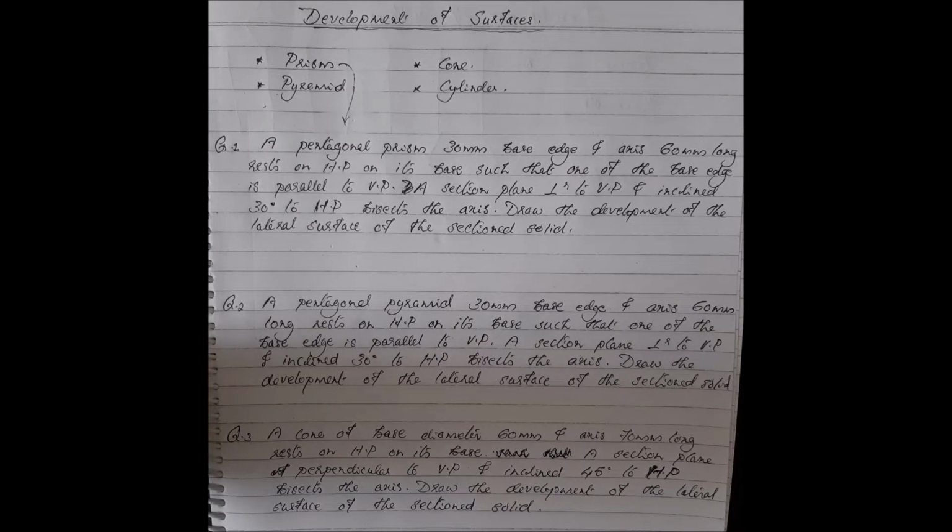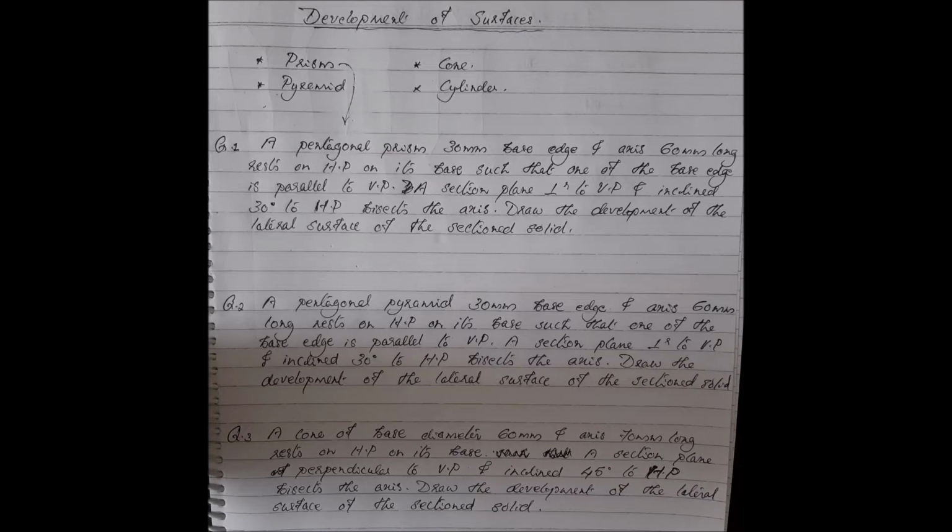So we are going to do three questions. The first one is a pentagonal prism, 30 mm base edge and axis 60 mm long, rests on HP on its base such that one of the base edges is parallel to VP. Pentagonal prism, right? Now the difference is you have a section plane here.